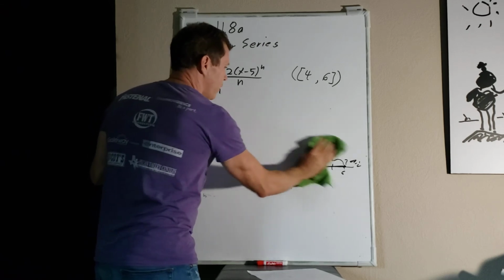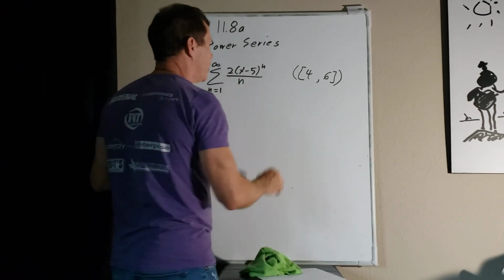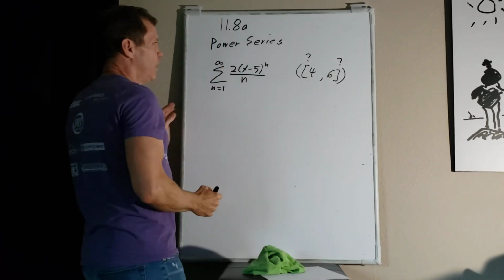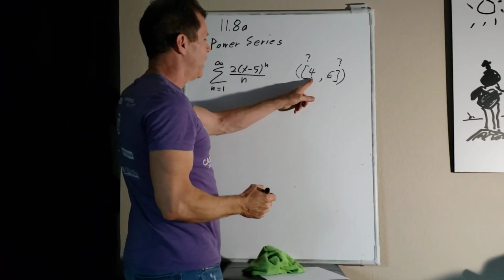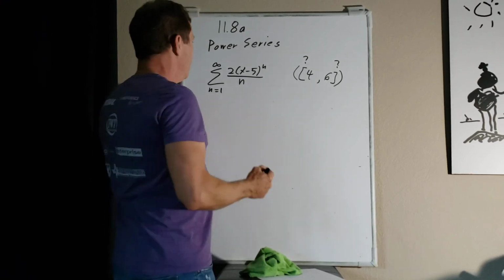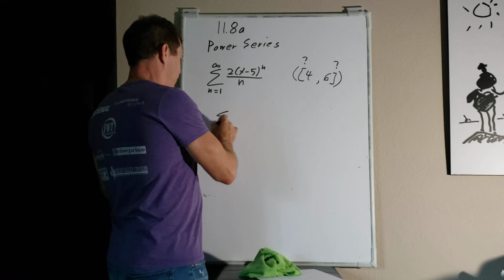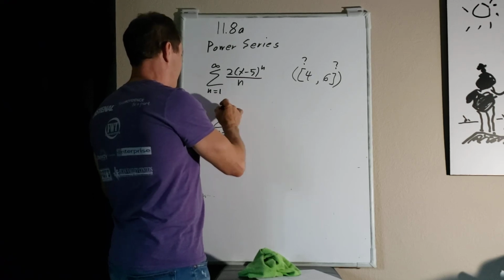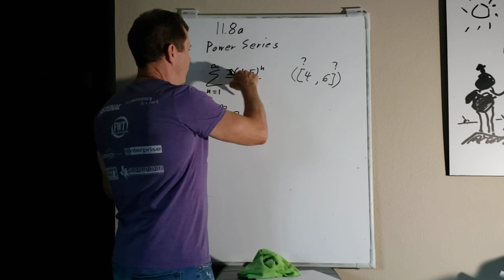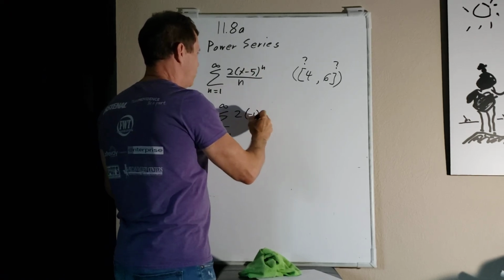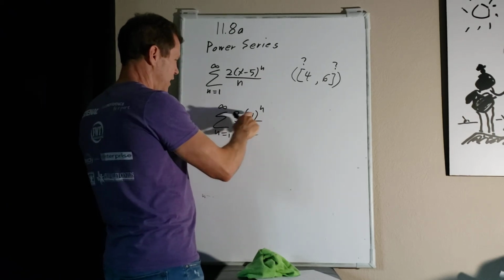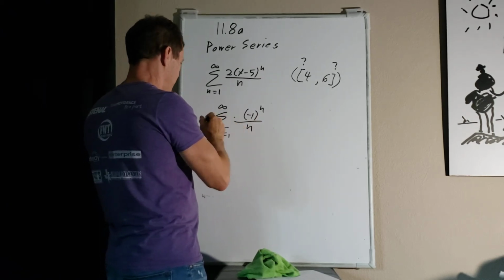So let's see what happens at 4 and 6. Do I include that endpoint or not? Let's check out 4, because when I did the ratio test, 4 ended up giving me 1. So put in a 4, and I'm going to get 2 times the sum of 4 minus 5, that's a minus 1, to the n over n. Since it's multiplication, you can pull that 2 out.